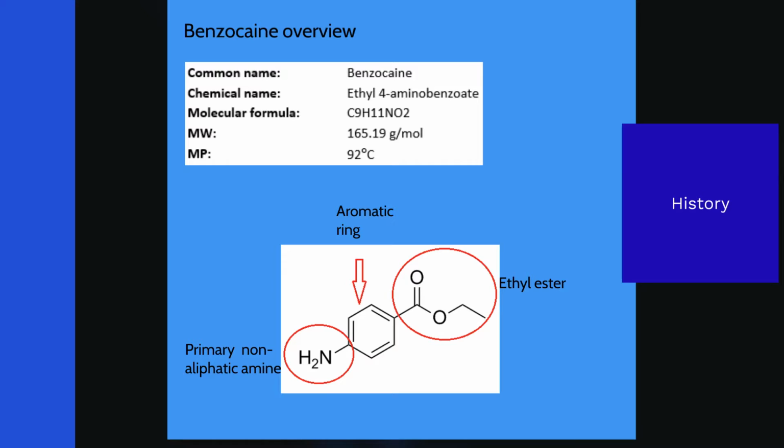Here you see general information about benzocaine. Its chemical name would be ethyl 4-aminobenzoate. It has an ethyl ester group as well as a primary and non-aliphatic amine, and it has an aromatic ring.